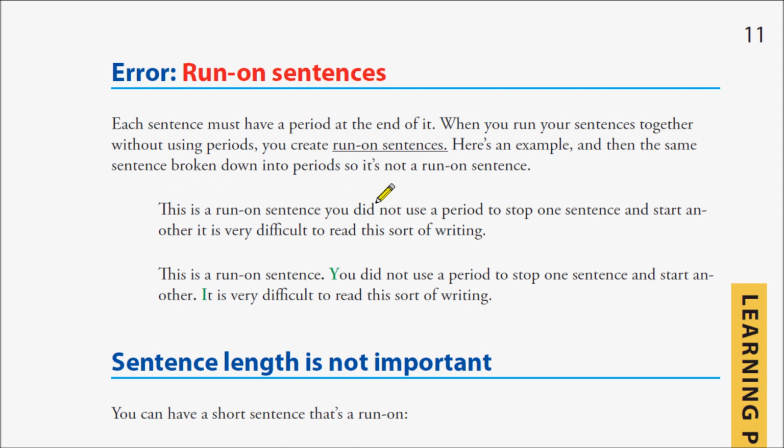This is a run-on sentence. You did not use a period to stop one sentence and start another. It is very difficult to read this sort of writing. Okay? You have to correct it, put a period in there, and stop it. This is a run-on sentence, period. You did not use a period to stop one sentence and start another, period. It is very difficult to read this sort of writing, period.